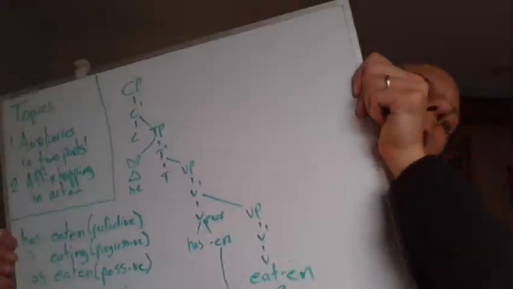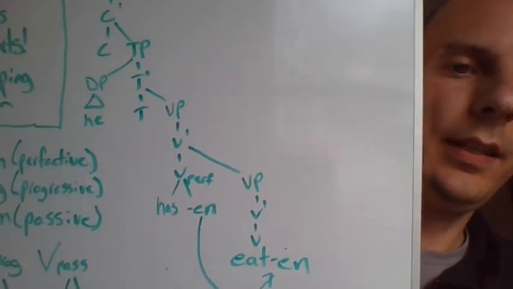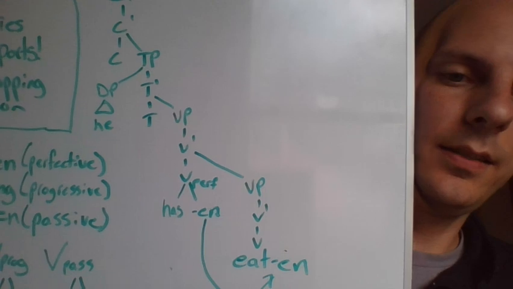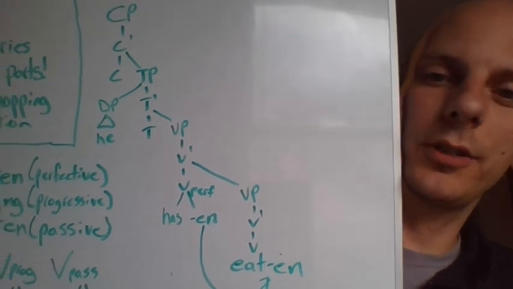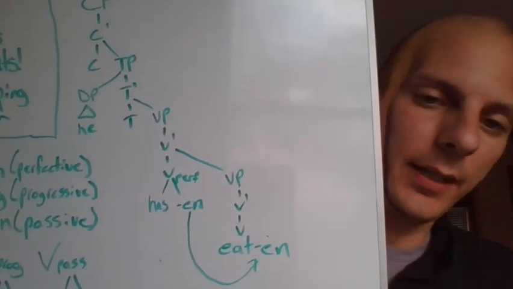We'll draw that into our tree, handy dandy tree. I'll unsmudge things as I go. Eaten. So this is going to drop down like this. He has eaten. He has eaten. Boom, we got our word order correct. Nailed it.